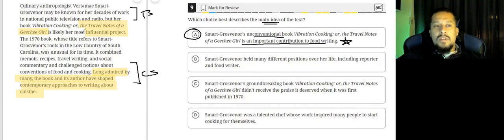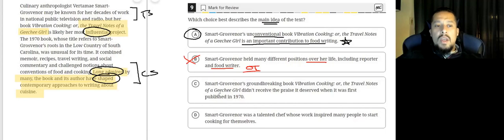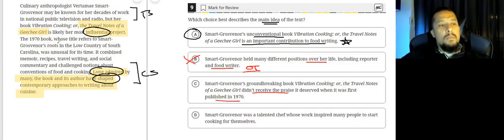So how do we know this? Well, because it's influential. It is long admired. It has shaped writing. Okay. Answer B. SG held many different positions over her life, including reporter and food writer. This is off topic to the passage. Answer C. SG's groundbreaking book didn't receive the praise it deserved when it was published. Although this is true, well, actually, no, it's not true. It's not mentioned, right?